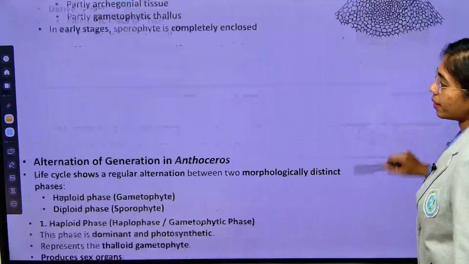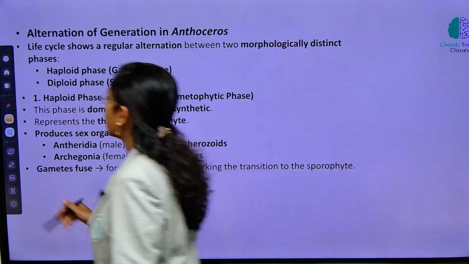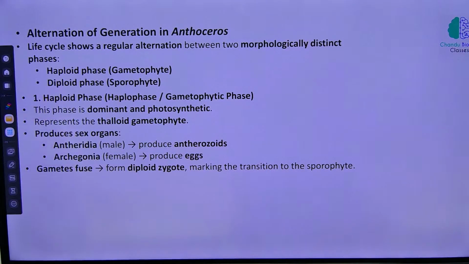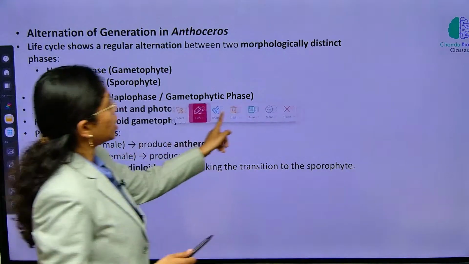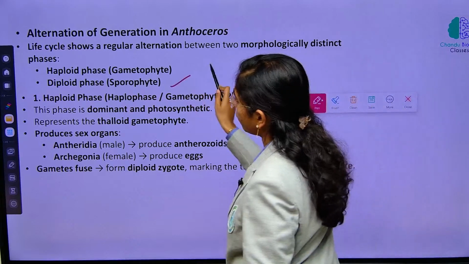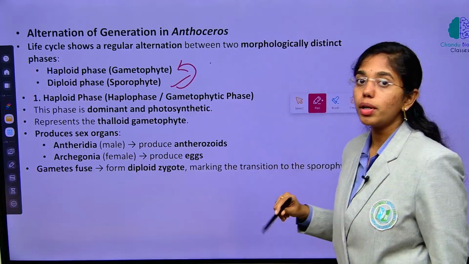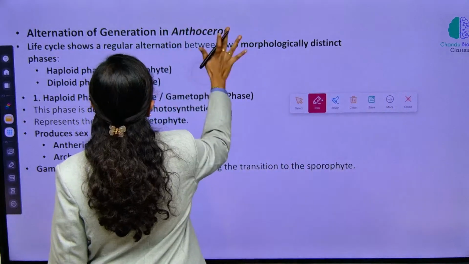And then, alternation of generations in Anthoceros. The life cycle will show alternation of generations. You see, the gametophytic phase, which is haploid, will alternate with the sporophytic phase. The sporophyte is dependent on the gametophyte. And what will be the sporophytic structures? Foot and capsule.